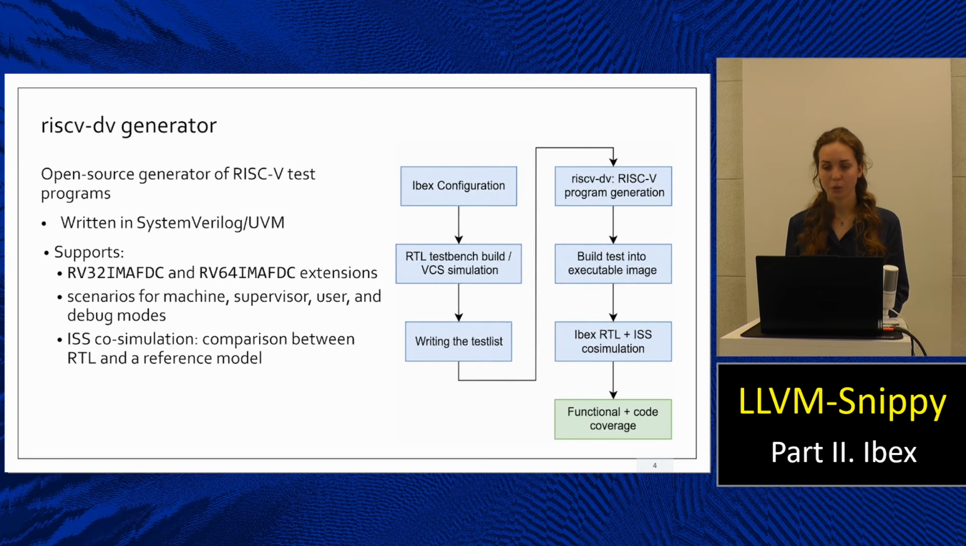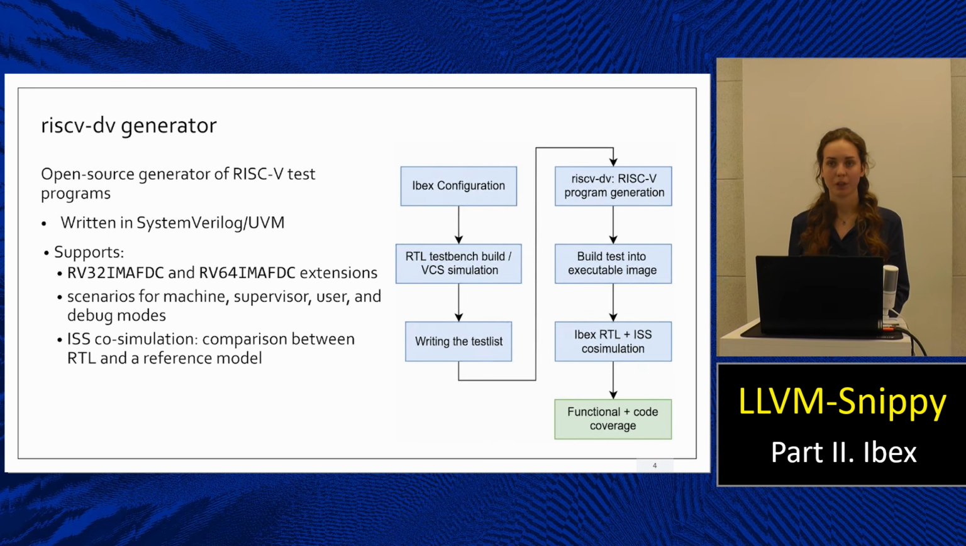riscv-dv is an open source generator of RISC-V test programs. It is written in SystemVerilog UVM and fits naturally into an RTL verification flow. The general idea is this. First, riscv-dv generates a random but valid RISC-V program.